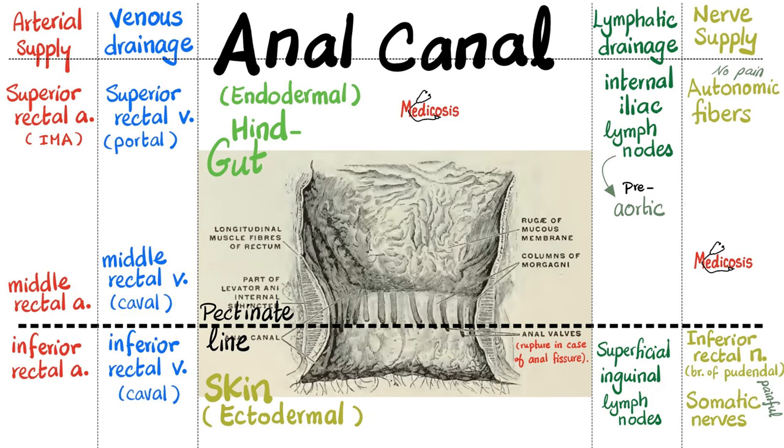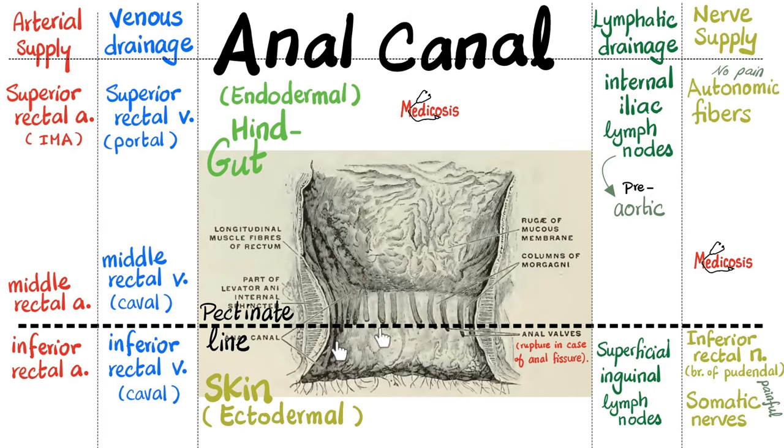Above the pectinate line, I'm supplied by the superior rectal artery and middle rectal artery. The superior rectal artery came from the inferior mesenteric artery because that's the artery of the hindgut. But below the pectinate line, I'm supplied by the inferior rectal artery, which is not part of the inferior mesenteric artery. Where does the inferior rectal artery come from? From which artery? Please comment below. You'll find the answer in the next video.